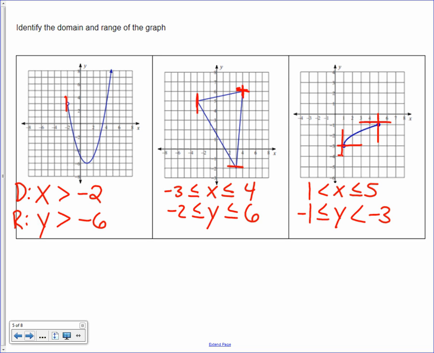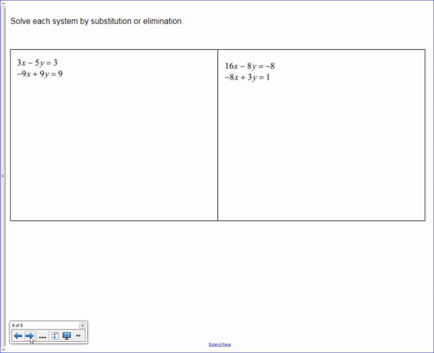Actually, sorry about that. This one's the other way. -3 is less than y. Excuse me. Okay, so we're going to solve this by elimination. I'm going to take the first one and multiply through by 3.